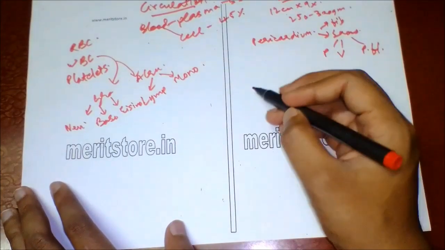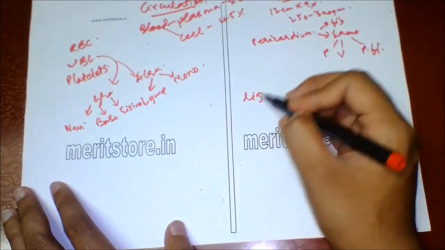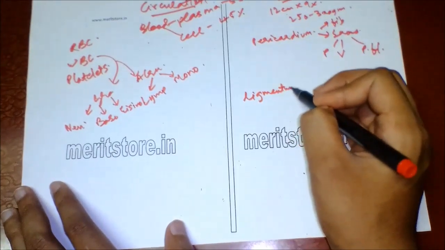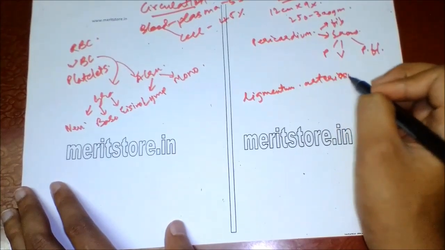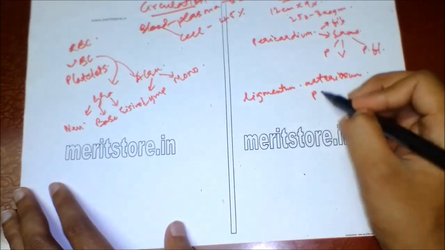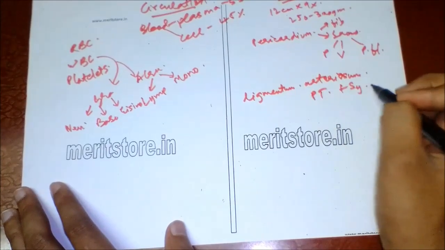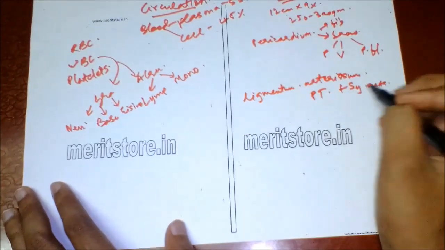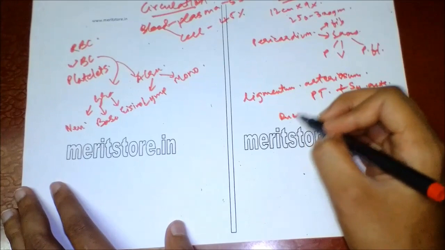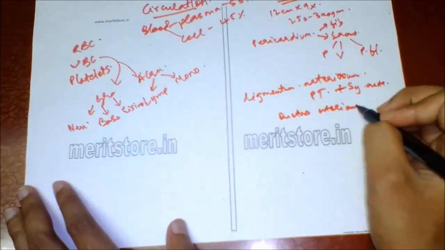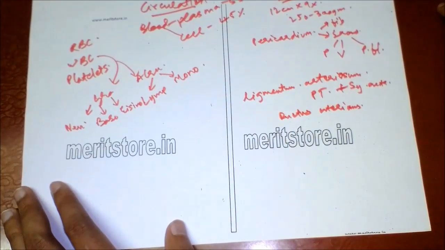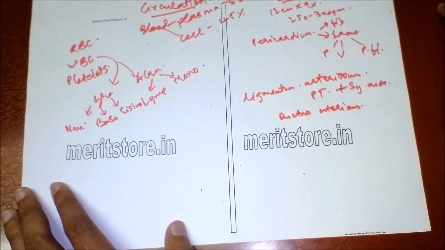There are two terminologies we have to remember. One is ligamentum arteriosum. It connects the pulmonary trunk with the systemic aorta. It represents the ductus arteriosus of the fetus. So if it is patent, it is known as patent ductus arteriosus.